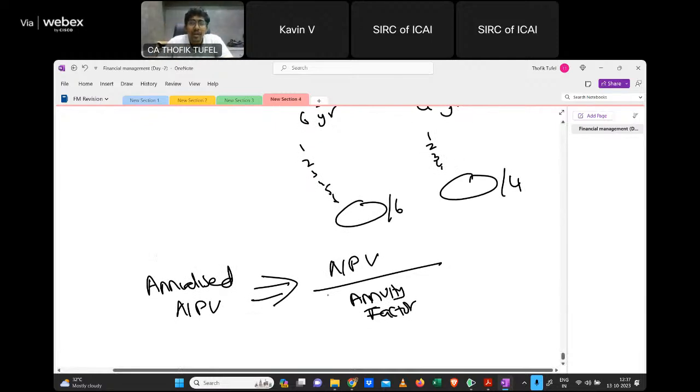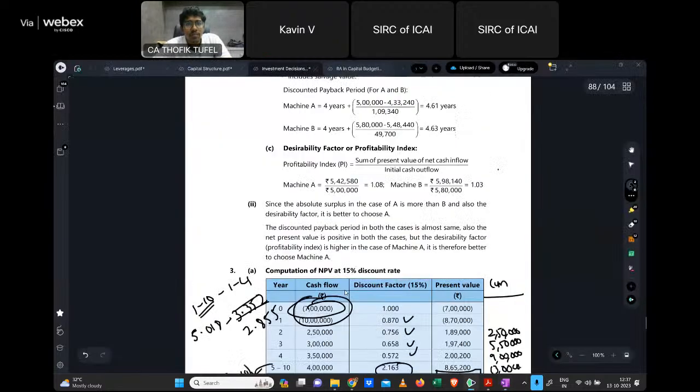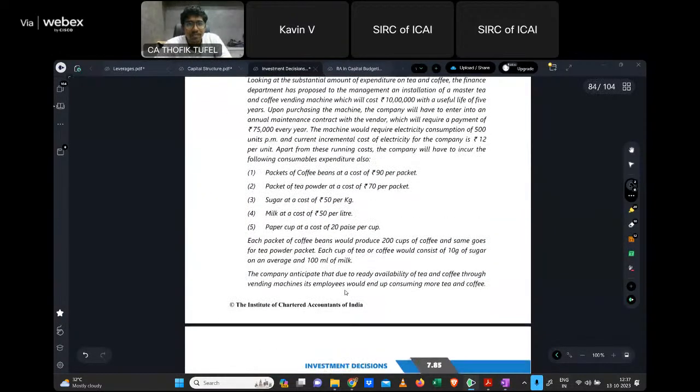So what you have to do, this NPV divided by annuity factor for 6 years. Okay. And this NPV divided by annuity factor for 4 years. If you do this, you will get annualized NPV, and through this annualized NPV, whichever is higher, you have to take a decision. I'll just show one problem of unequal life.